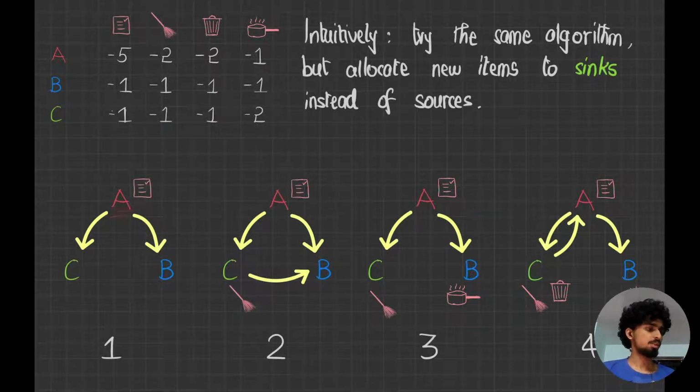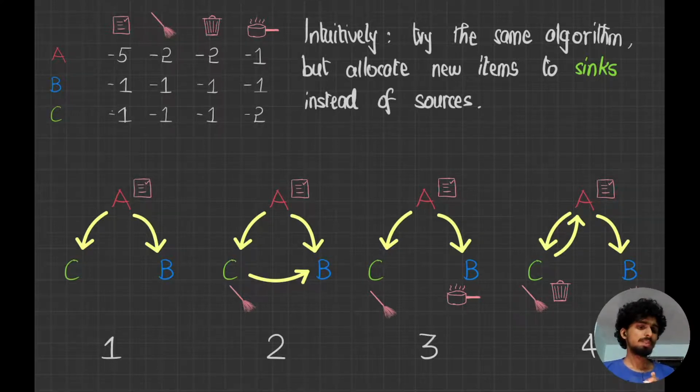Give A a chore. A envies two people, C is a sink, so give C a chore. Now B is a sink, so give B a chore. Now both C and B are sinks, so give either of them a chore. Let's say you give C a chore. Now C has two chores, A has one chore, B has one chore.